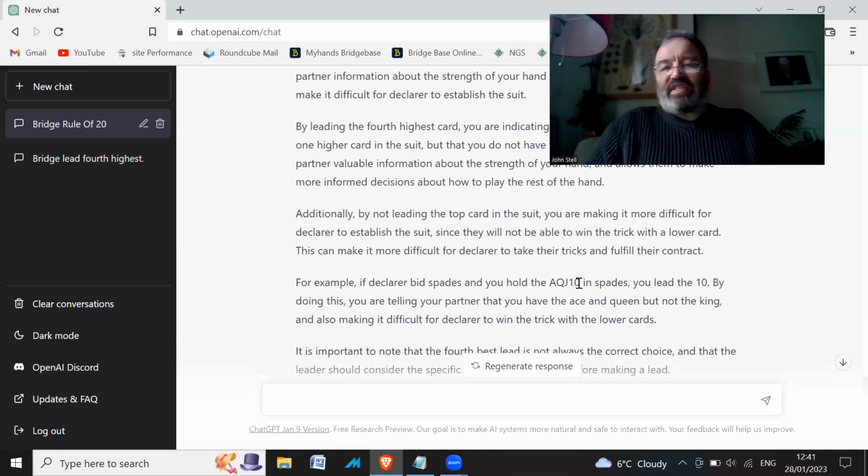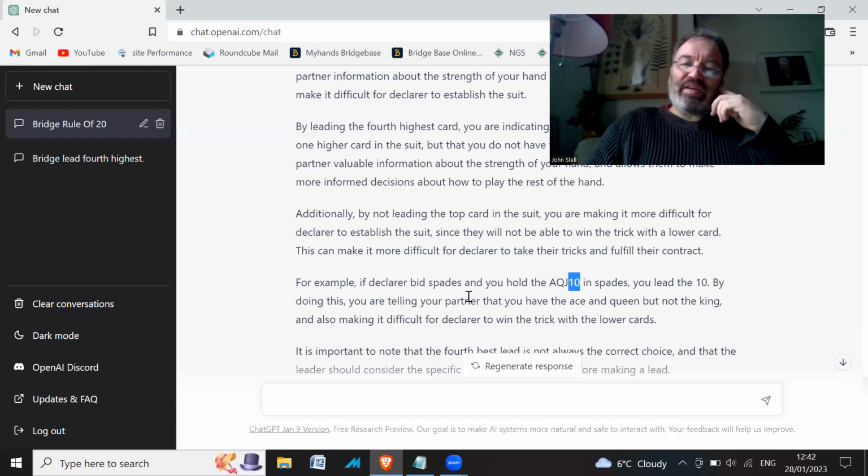Well, you can lead strong tens, okay, so you might well lead a strong 10 in that case with that holding. Maybe. But I think that maybe it's getting confused with that. Maybe. By doing this, you're telling your partner that you have the ace and queen, but not the king.